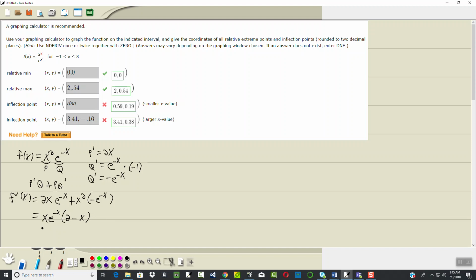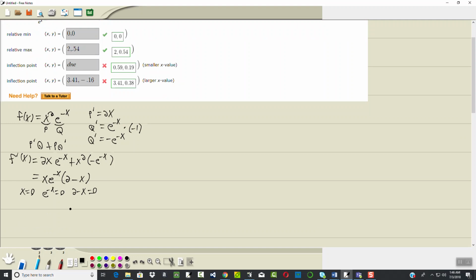Okay, now to find the critical values, we set this equal to 0. It's already factored as much as it can be, so set each factor equal to 0. So I get x equals 0, e to the negative x is equal to 0, 2 minus x is equal to 0. Now here, e to a power can never equal 0, so that drops away. So we have x is equal to 0, and here take negative x over, it becomes positive x, and we get x equals 2.